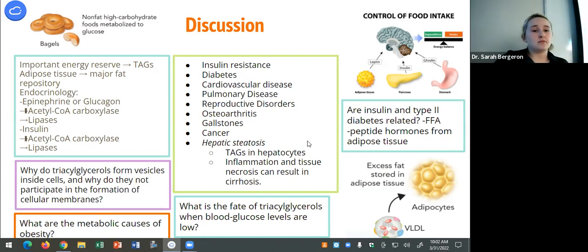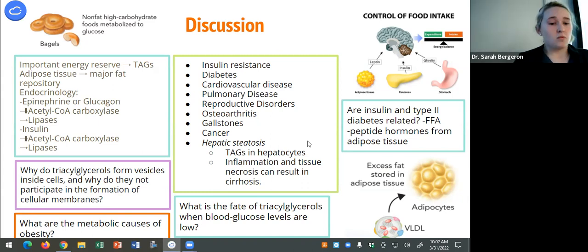So some results of obesity can be insulin complications, insulin resistance, diabetes, cardiovascular disease, pulmonary disease, reproductive disorders, osteoarthritis, and, like Taylor said, our patient had osteoarthritis of the joints, gallstones, cancer, and a serious complication is hepatic steatosis. Steatosis is just fatty infiltration of the liver. So we have the triacylglycerols in our hepatocytes, our liver cells. And this can lead to inflammation and tissue necrosis, death, and that can result in cirrhosis, which is a serious complication.